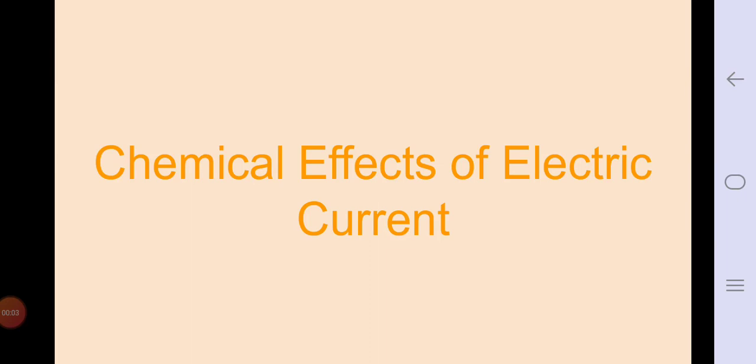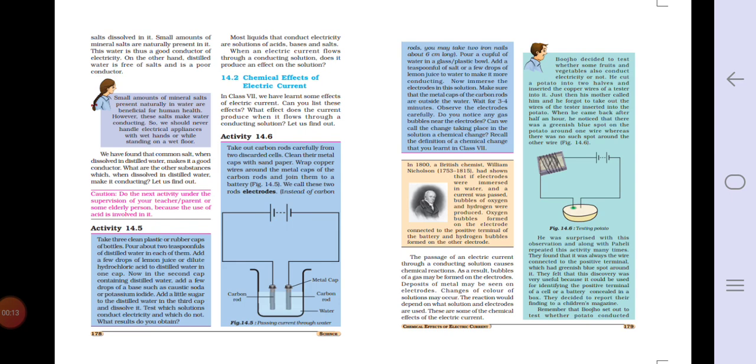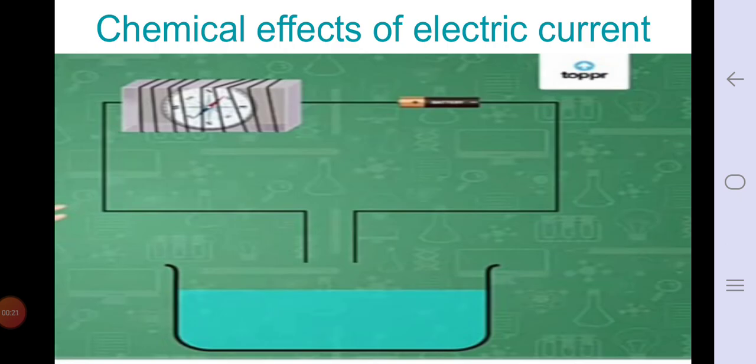Hello everyone. In the lesson Chemical Effects of Electric Current, we have studied different activities. Now today we are going to see activity number 14.6, chemical effects of electric current. So we'll see what is the chemical effect of electric current.